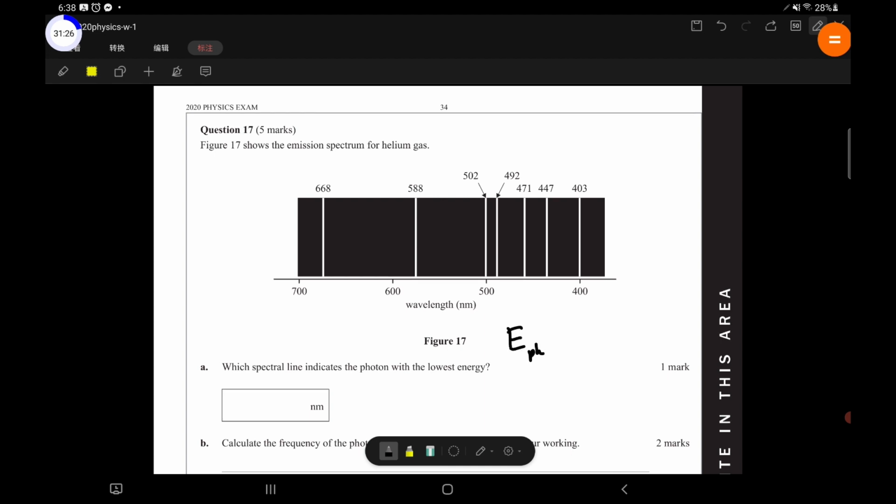So the energy of a photon is given by hc over lambda. So if the wavelength is big, then the energy is small. So what is the largest wavelength that we can spot here? That is 668 nanometers.